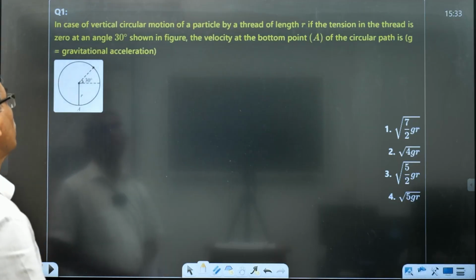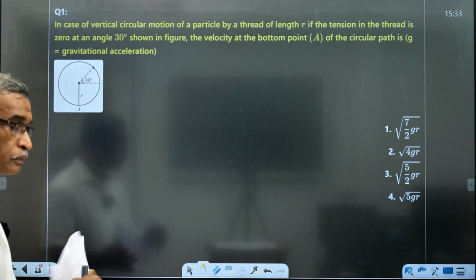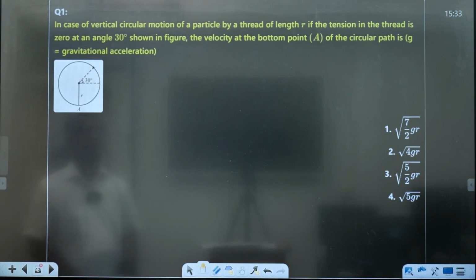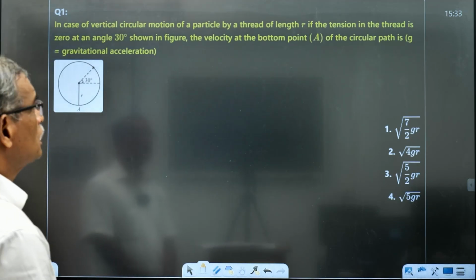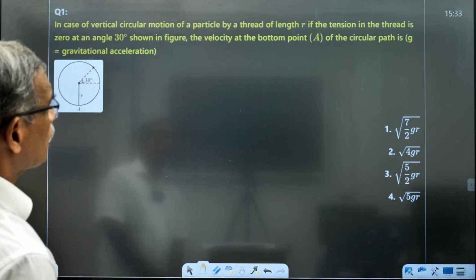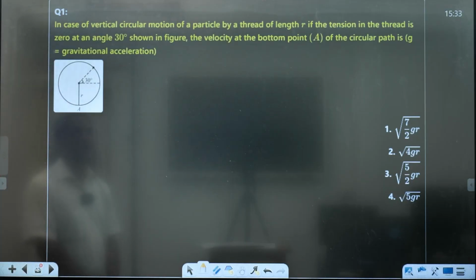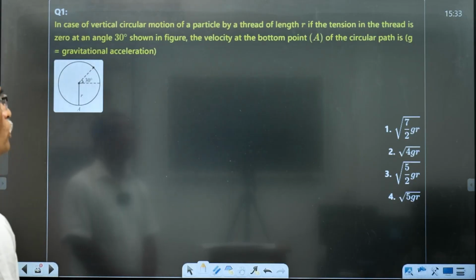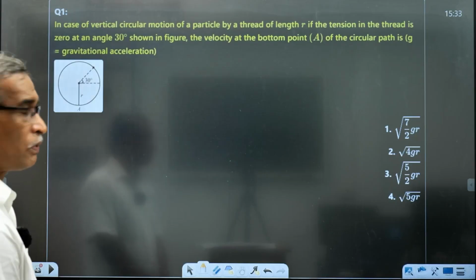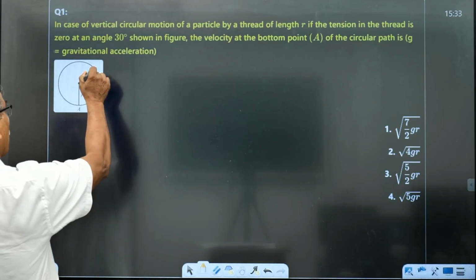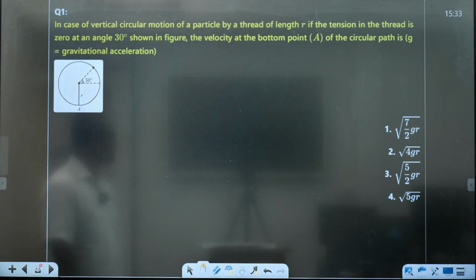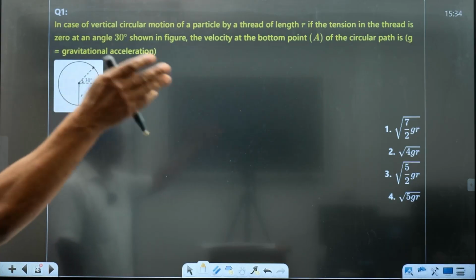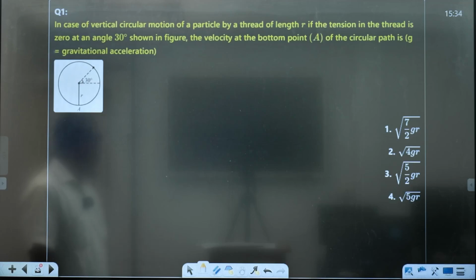This is a question from work, power, energy. In the case of a vertical circular motion of a particle by a thread of length r, if the tension in the thread is 0 at the end, angle 30 as shown in the figure, we have to get the velocity at the bottommost point A of the circular path. What is the velocity here? On reaching here, the tension is 0. Tension 0 means the mv squared by r is balanced by the component of the gravity towards the center.